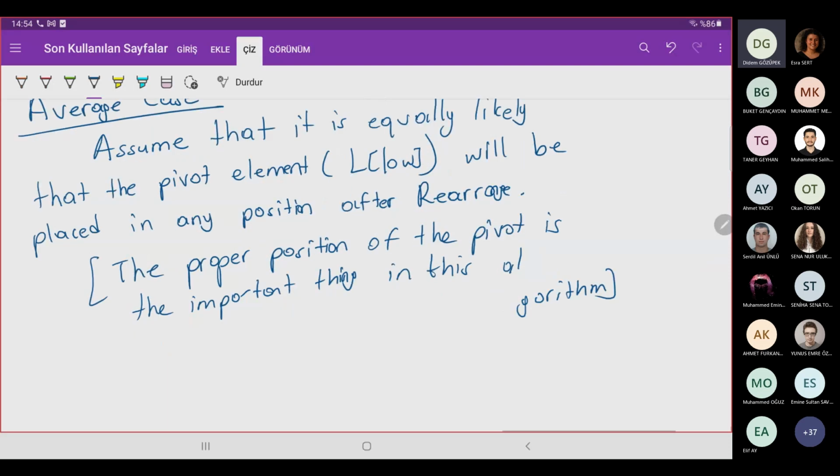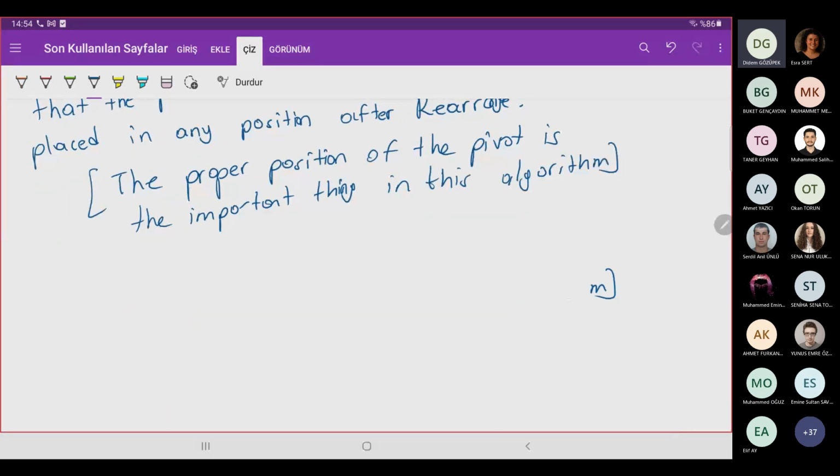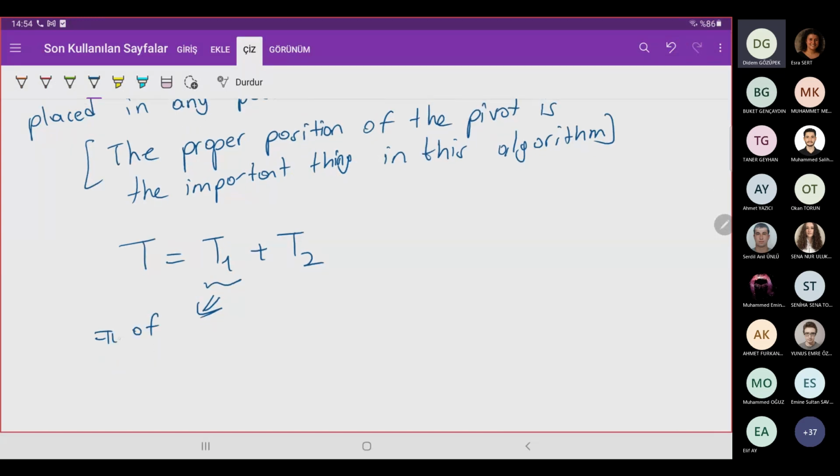So the proper position of the pivot is important in this algorithm as far as the complexity is concerned. So T can be divided into two terms, T1 plus T2, where T1 is the number of operations in rearrange, and T2 is the number of operations in recursive calls.